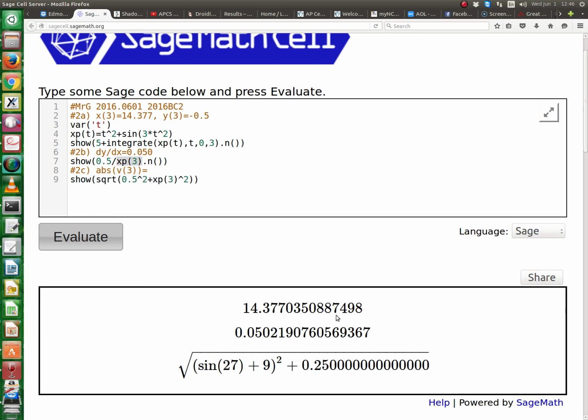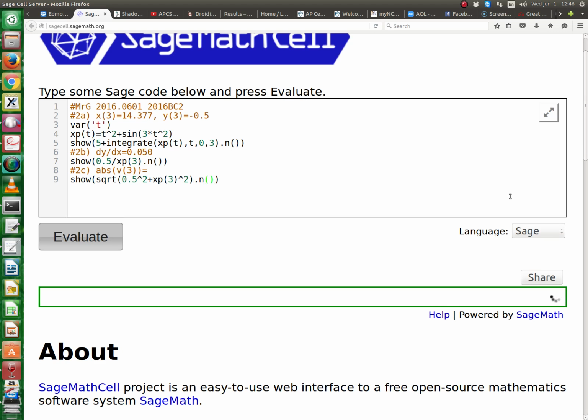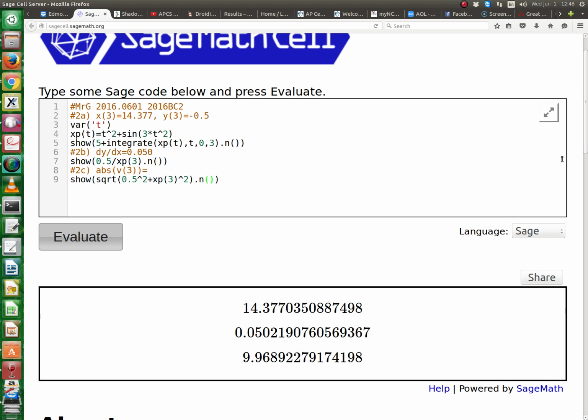So let's evaluate that. Again, that's the exact notation, so let's do that numerically. And we get 9.969. Okay, there you go. So it's about 9.969.